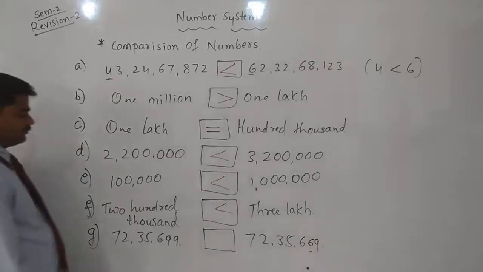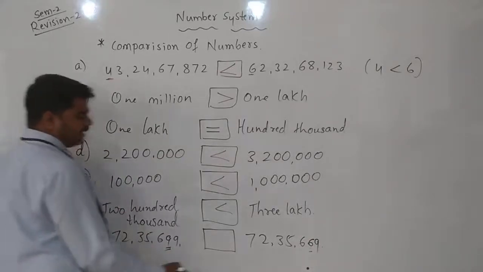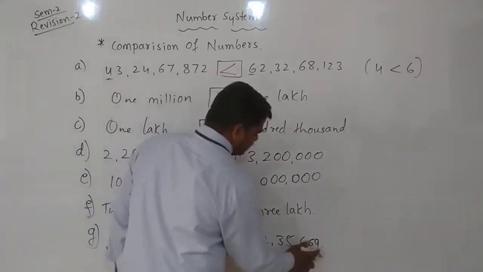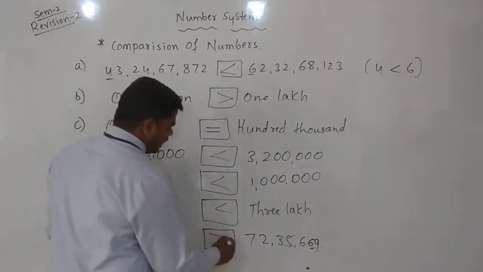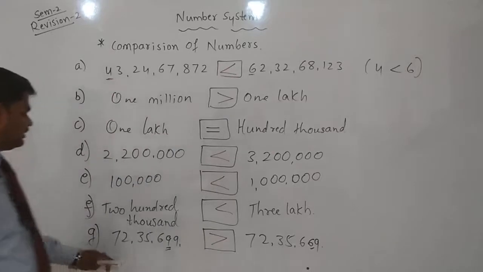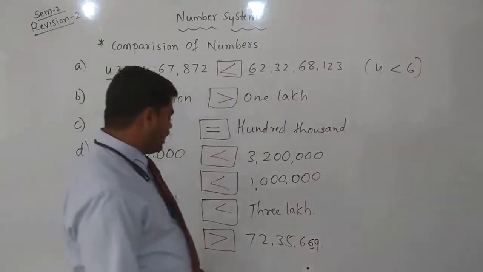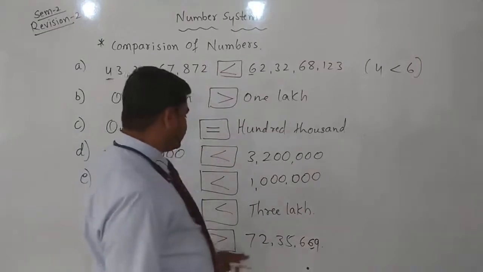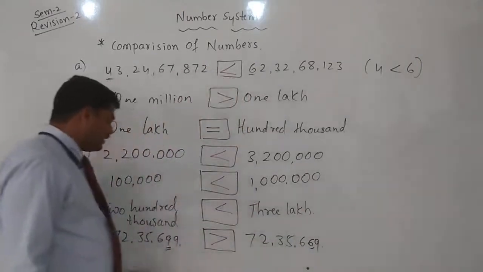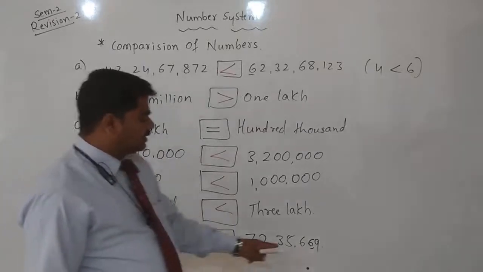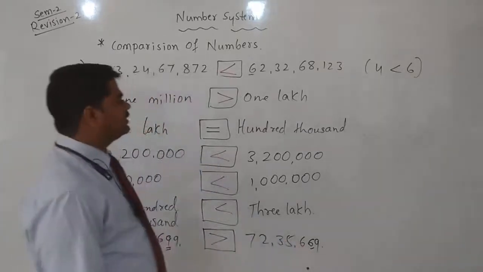See this one. Now the tens place here is 9, here 6. Yes. Then automatically we can write 9 is greater than 6. So 72,35,699 is greater than 72,35,600. 69. Here 99, here 69. Clear? That means we can compare.